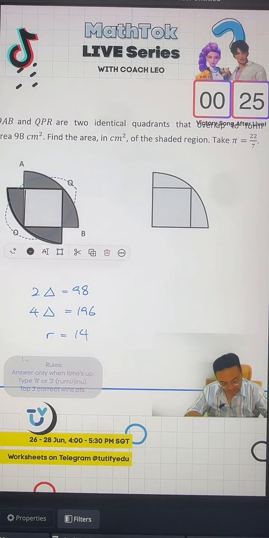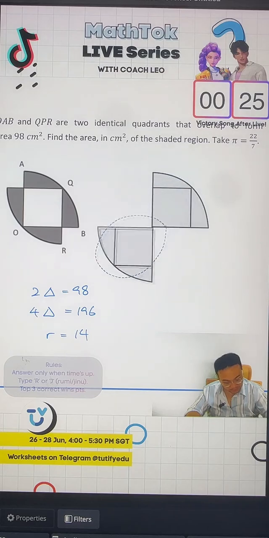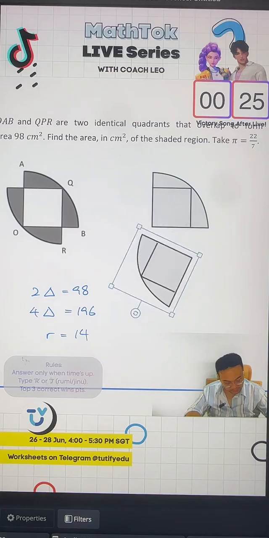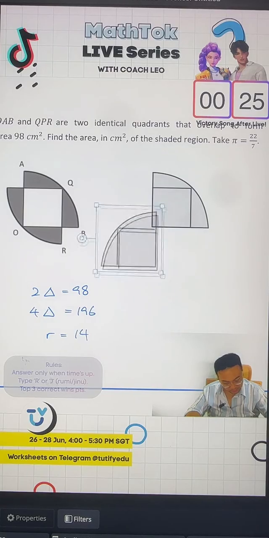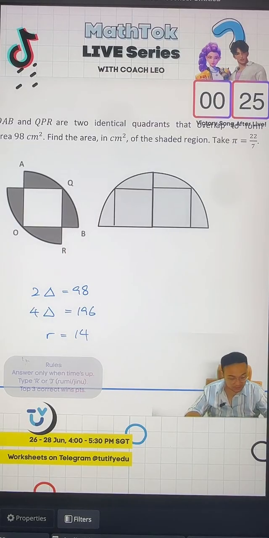Look what happens here, students. You have 2 quadrants, right? They are overlapping each other like this. And what do you want to find? You would like to find the shaded region. So don't worry, what if I take this quadrant and I rotate it like that? Then do you notice that I can just join them together like this? It becomes a semicircle.